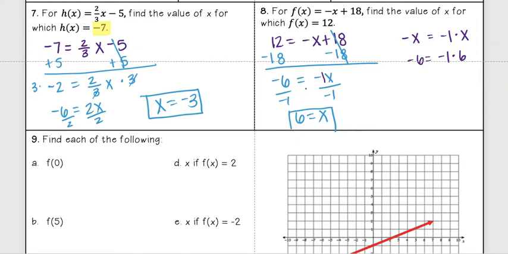And then what do you do when you have a number multiplied in front of x and you want to get rid of it? Well, you just divide both sides by it. And so to get rid of that -1, I need to divide both sides by -1. So whenever you have a -x, to get rid of it, you're going to divide both sides by -1. And so you get x is equal to 6.